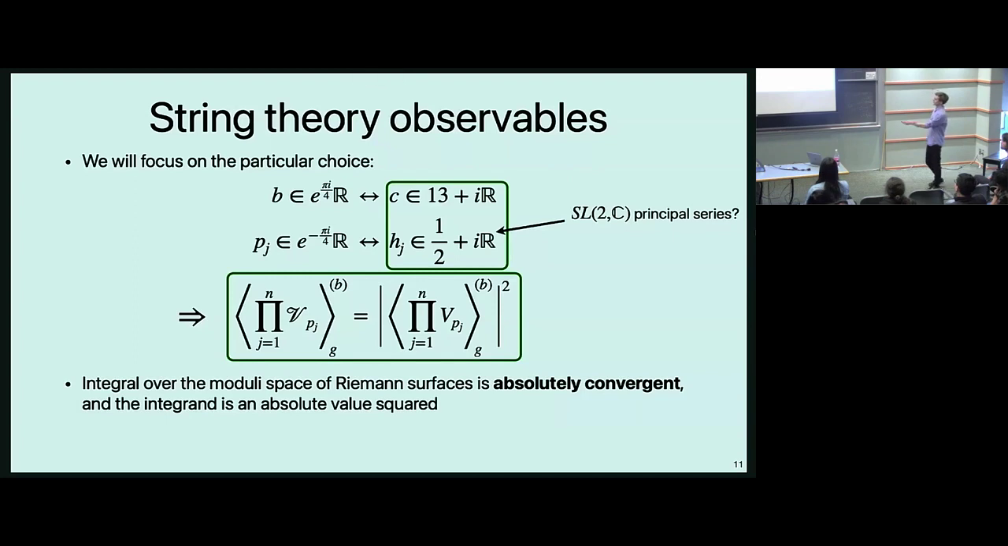So in this situation, when you pick these values for the central charge and conformal weights, the integral over the moduli space of Riemann surfaces is absolutely convergent, like it was in the earlier talk. And as I said earlier, the integrand turns out to be an absolute value squared.